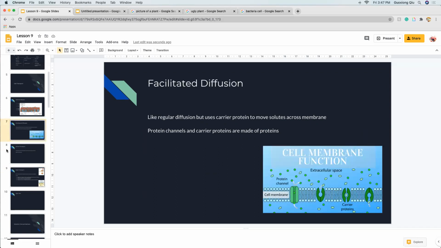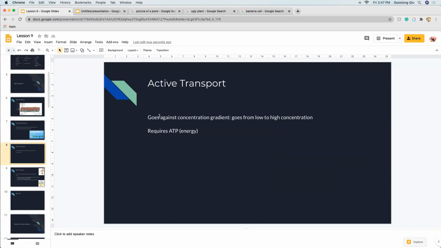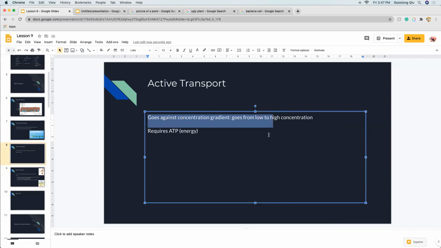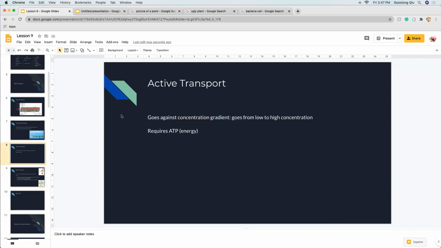Next, active transport. It goes against the concentration gradient. So the stuff that your body needs, the stuff that's being transported, goes from low to high concentration, which means they act against the concentration gradient. To do so, they need ATP or energy. ATP is energy, but it's like energy for the cell, a type of energy that cells use.